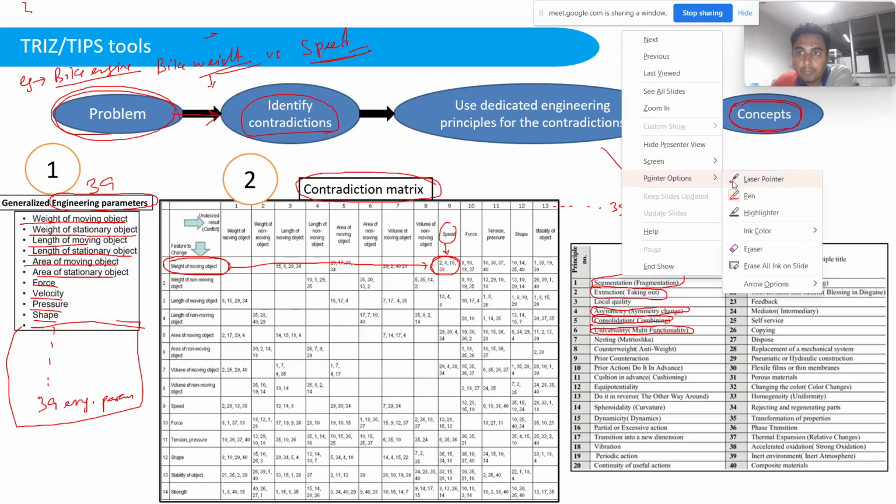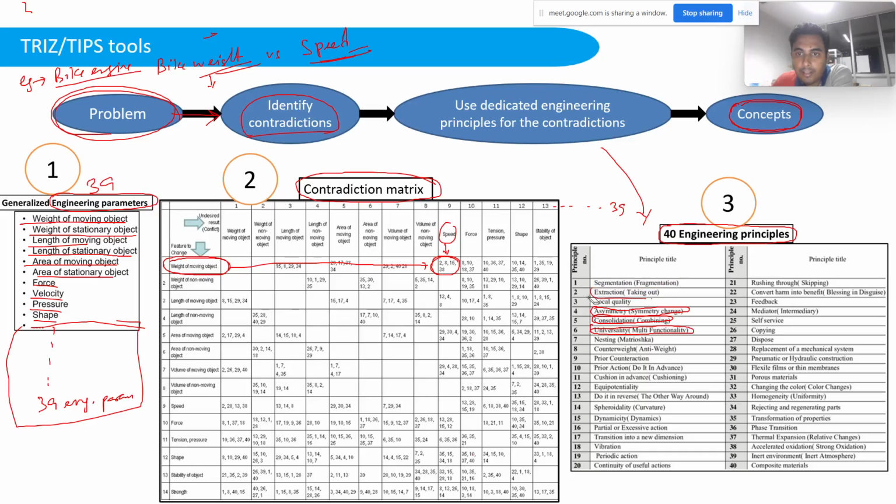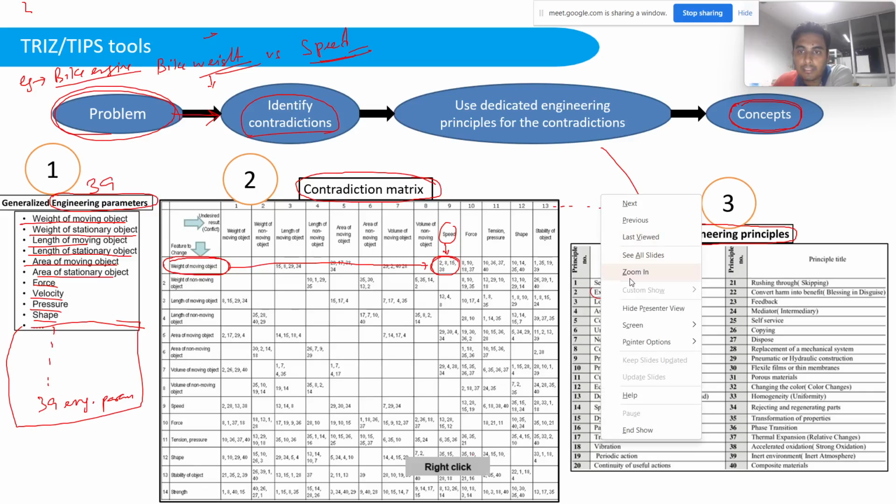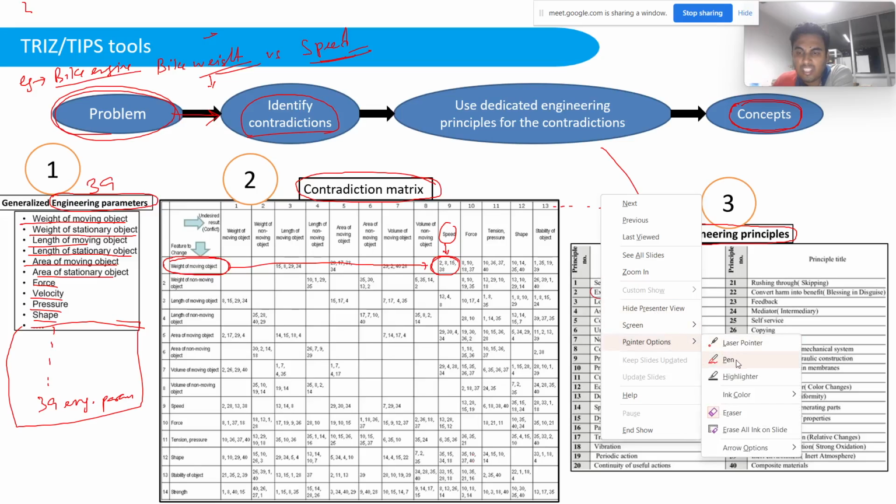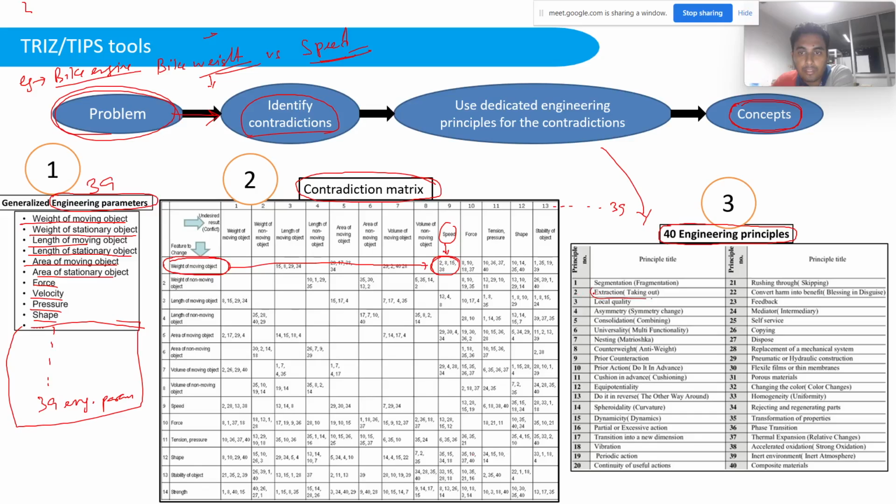Okay, so let me identify these principles. These charts are available, so you do not have to remember them. These are some easy ways to do it. So one is extraction. Two, then counterweight, then dynamics, and then 38, accelerated oxidation.